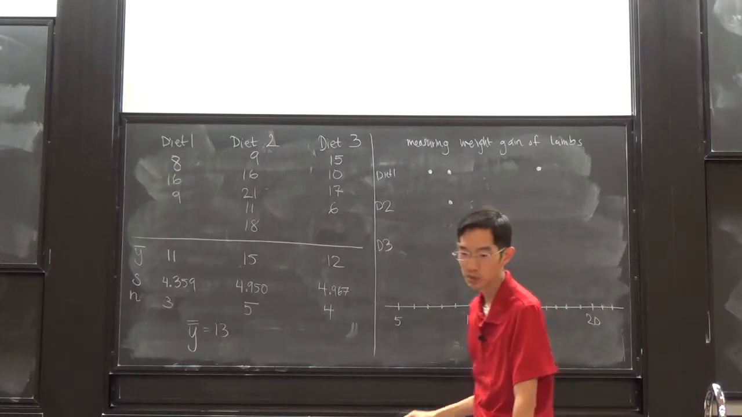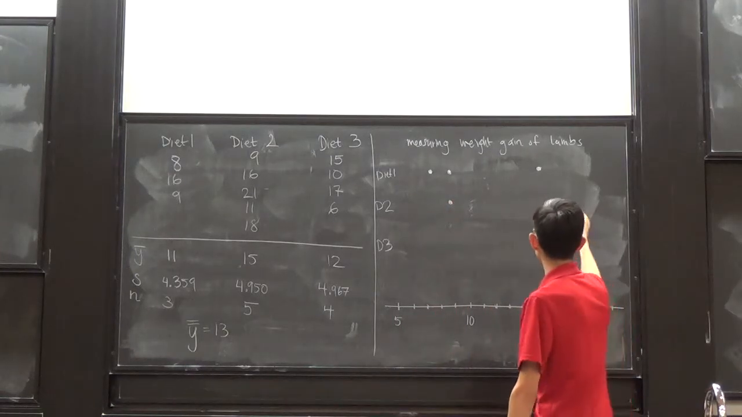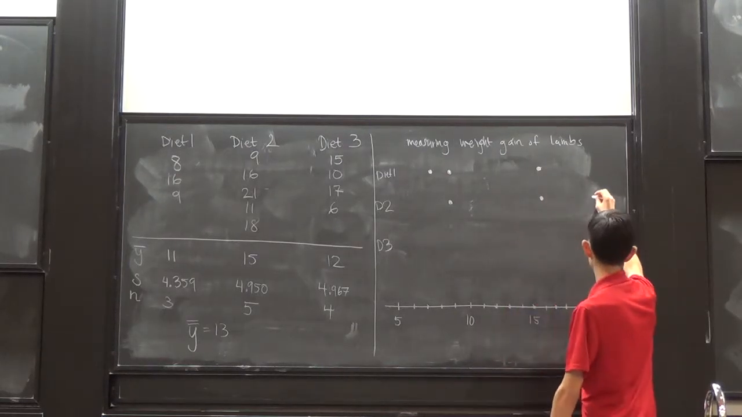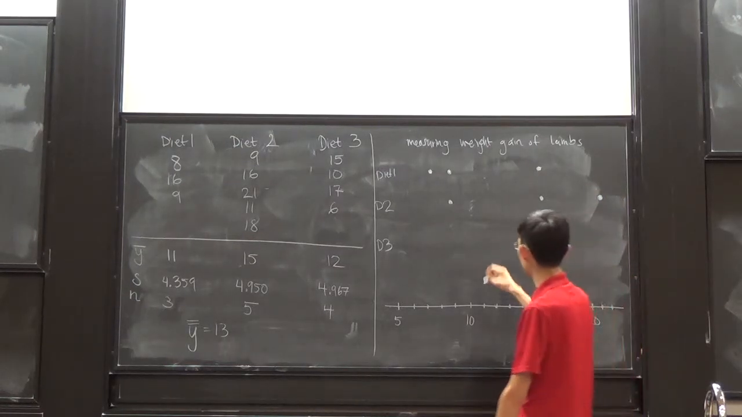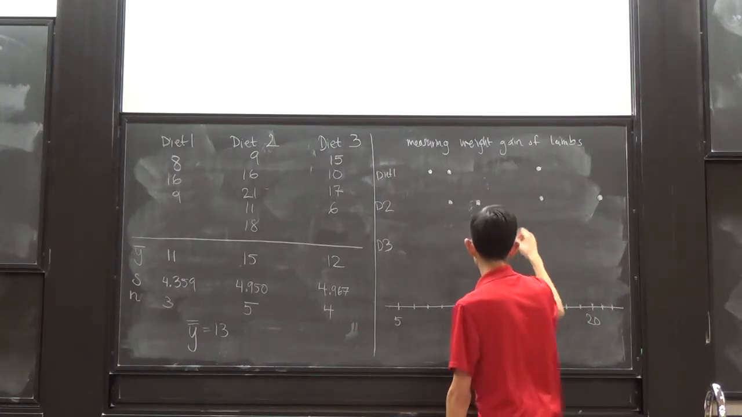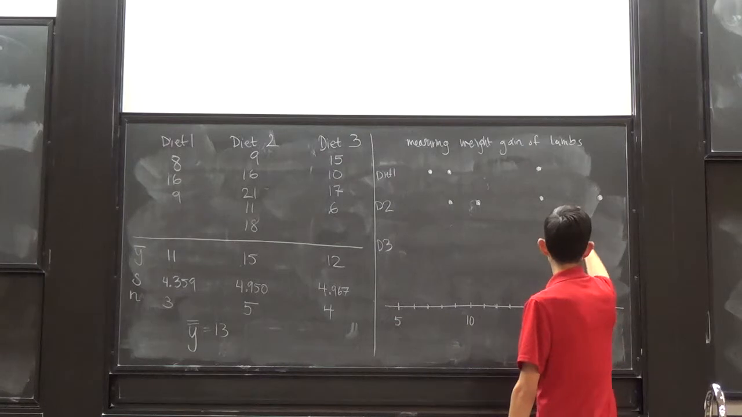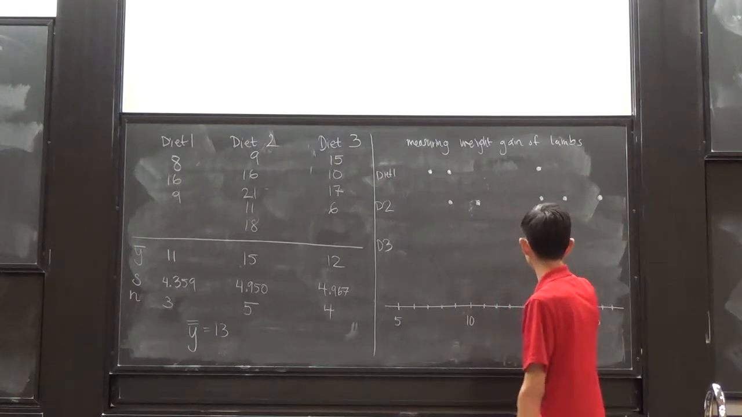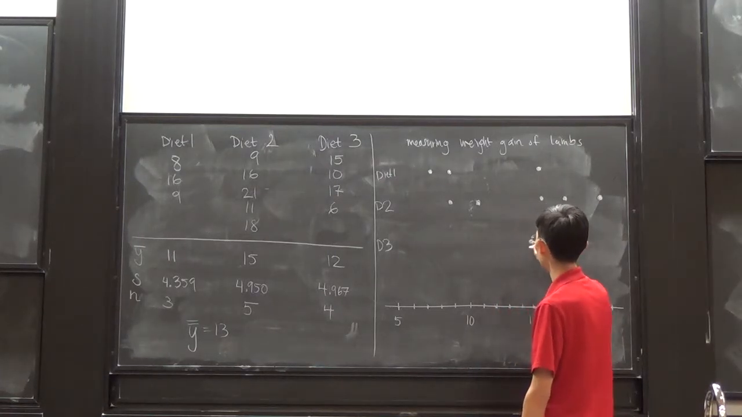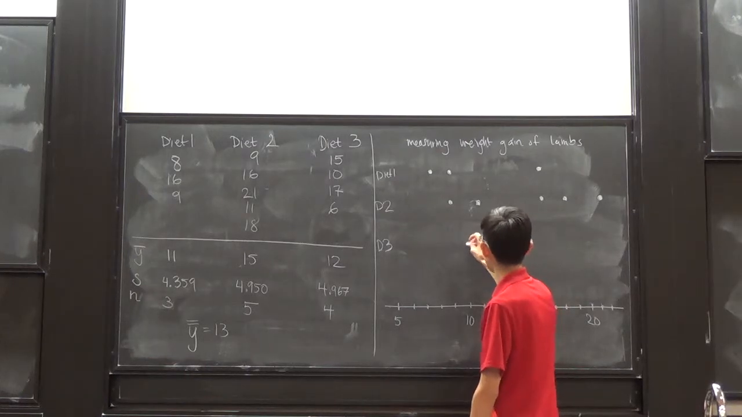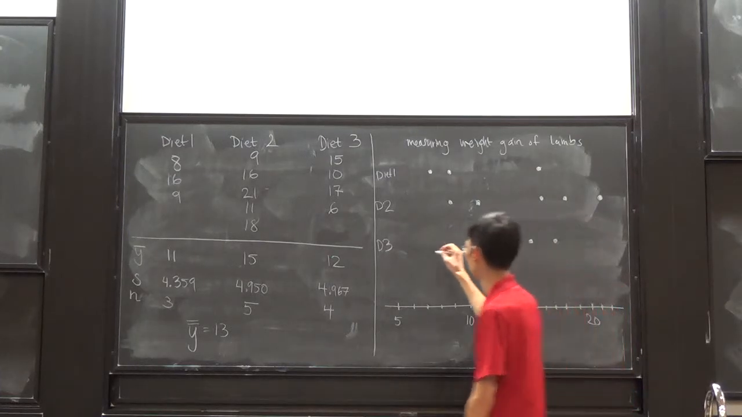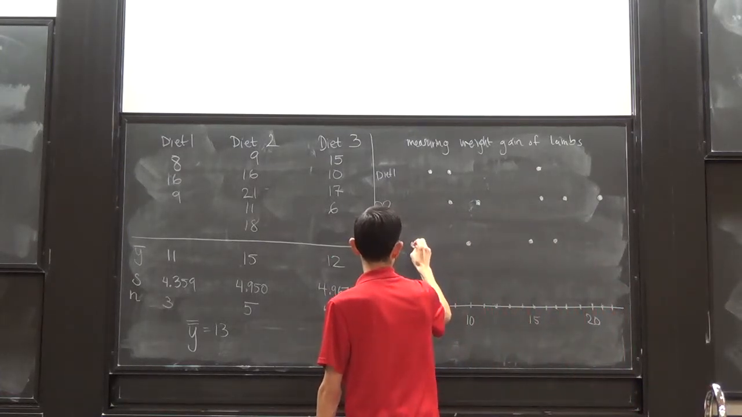9, can I copy these from Michelle? Yeah. 9, 16, 21, 11, and 18. And then under diet 3, we have 15, 10, 17, and 6.